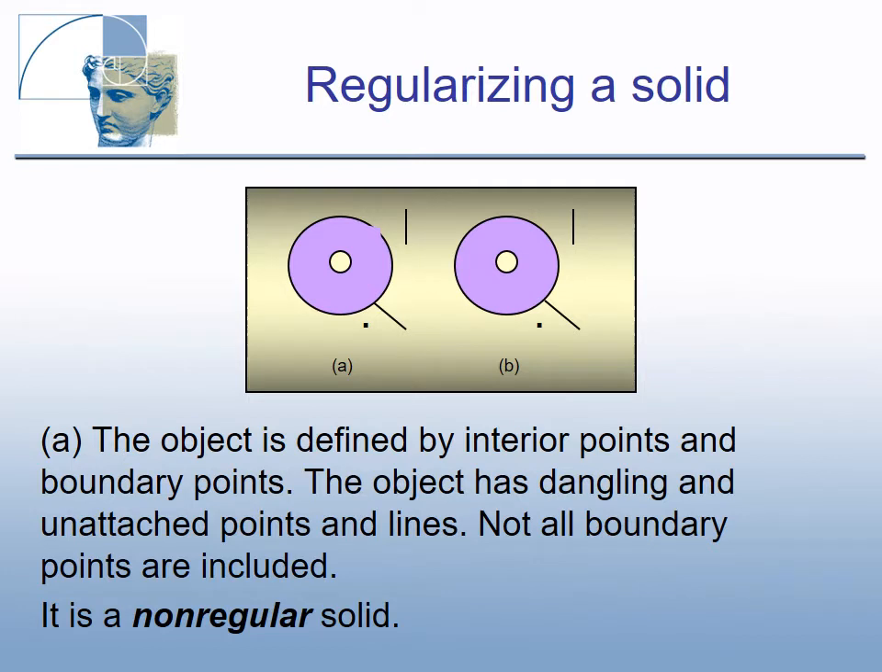To introduce CSG properly, we need first to define regularized sets and regularized set operations. Let us look at the object defined in the figure A by its interior points and boundary points. The object has dangling and unattached points and lines. Not all boundary points are included. It is called a non-regular solid.